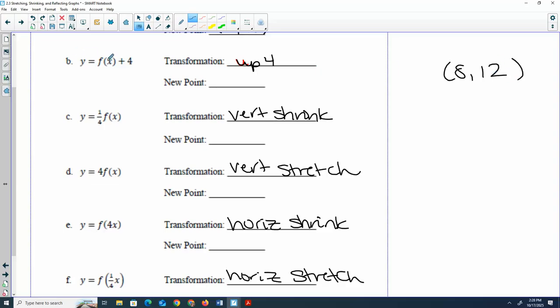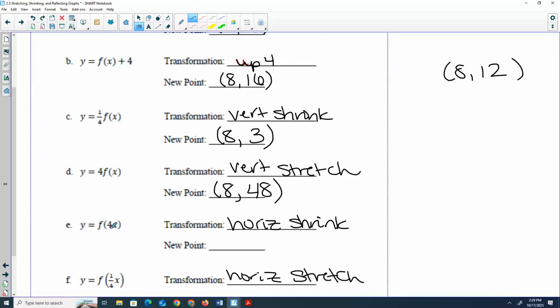So B, that plus 4 would move up 4. Outside changes y and does what it says. So we add 4 to our y, so we get 8, 16. C, outside is y, does what it says. So that's a vertical shrink. If you take your y times 1/4, you get 8, 3. D, it's a vertical stretch. Outside y does what it says. So y times 4 is 48.